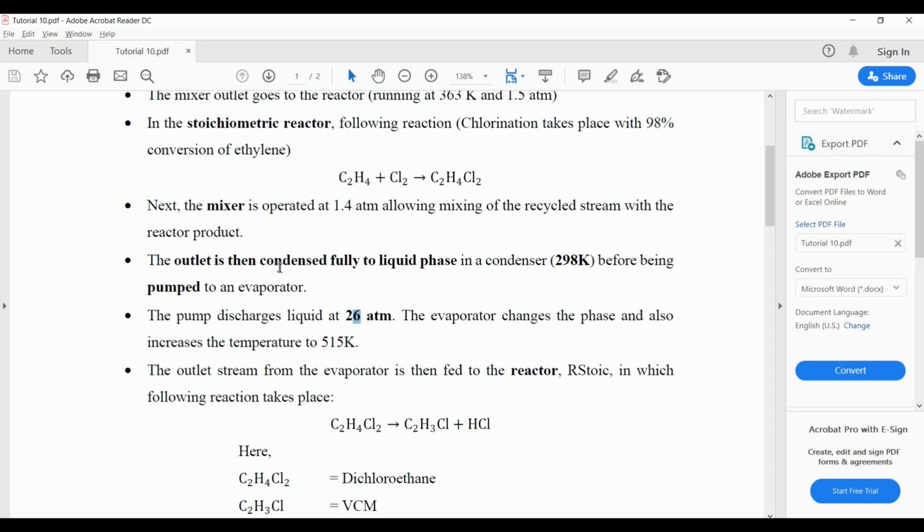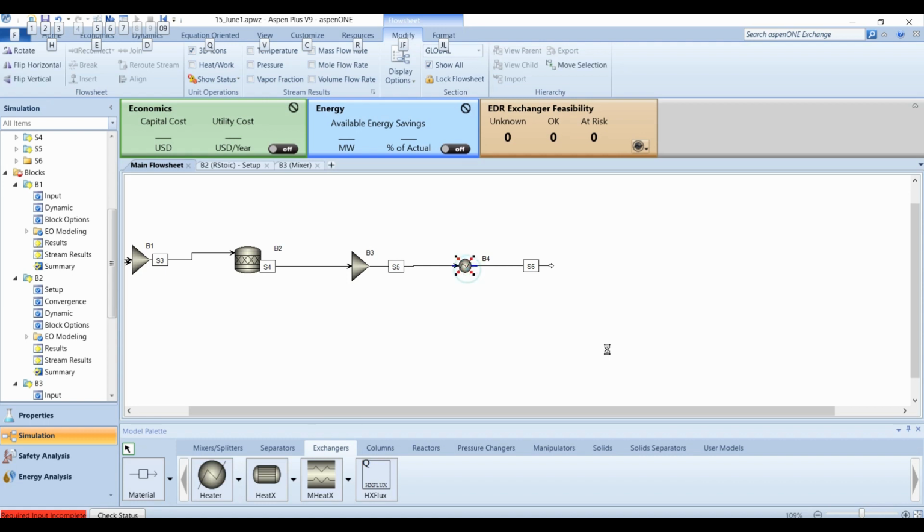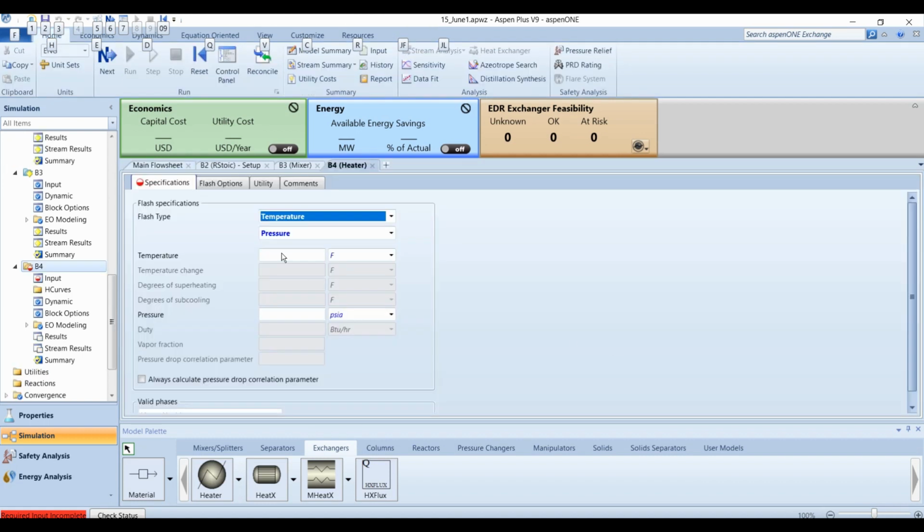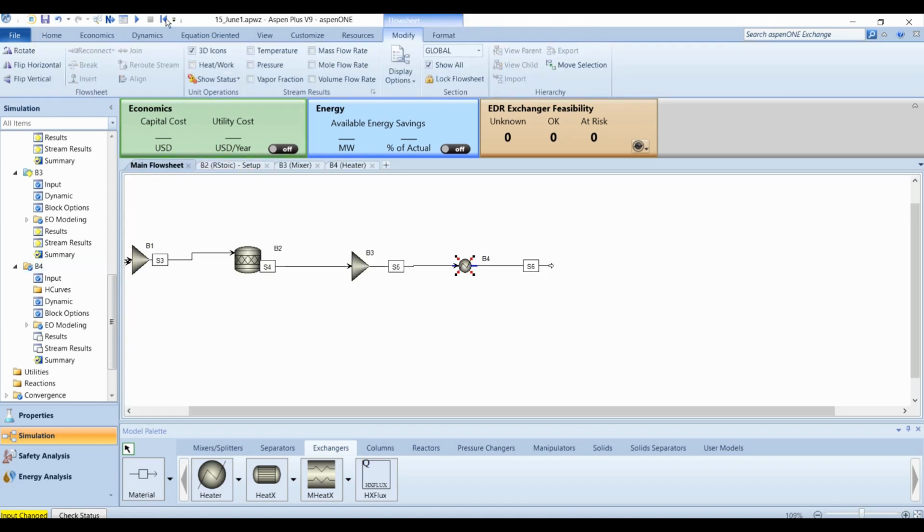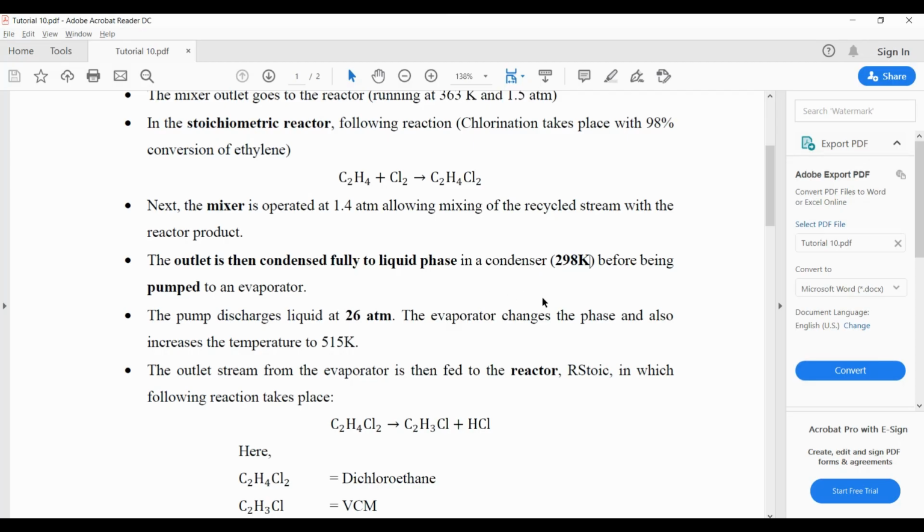The outlet, as I have written here, is then condensed fully to liquid phase in a condenser at 298 Kelvin. So here I will click on this heat exchanger. I will write temperature as 298 Kelvin, and since it is condensed fully, instead of pressure I will select vapor fraction and write it as 0, because that is condensed fully. This is done. I will again run it, and I will complete by this stage.